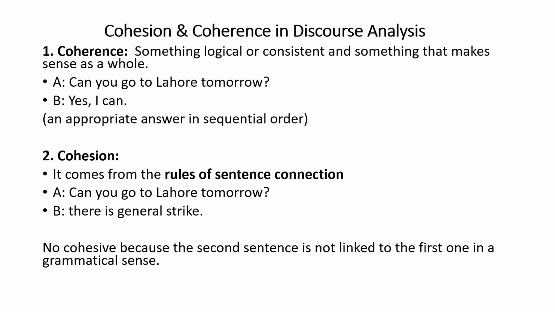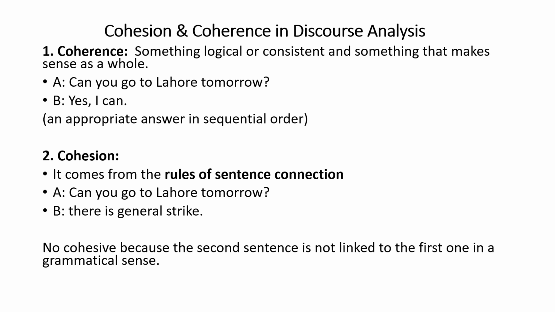We cannot understand it easily, but we can infer what things could be related. He's asking about leaving for Lahore tomorrow, and there is a general strike. It means the answer will be no. He's not going to Lahore tomorrow. So it is not cohesive, because the second sentence is not linked to the first one in a grammatical sense, and the sentence structure is different, and we have to take some time to understand this.